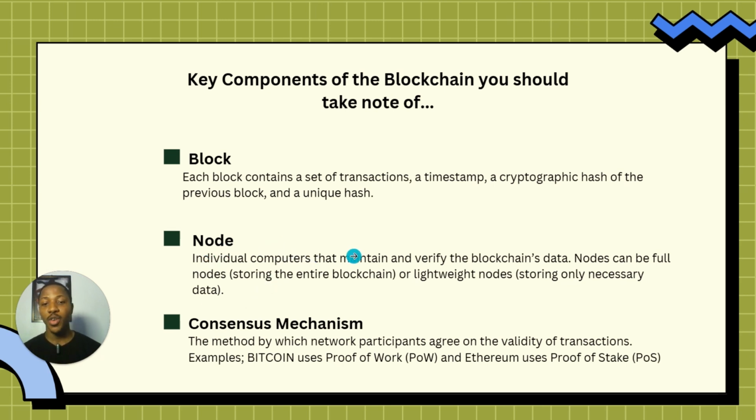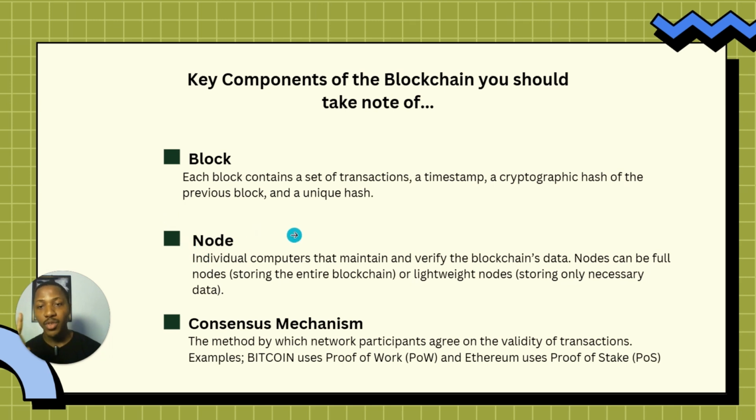Then we have the node. The nodes are individual participants that maintain and verify the blockchain data. These individuals basically verify transactions on the blockchain. We can have full nodes, mining nodes, lightweight nodes. This bootcamp is not for technical people, so let's just end it there. All those types of nodes are for technical people. But yeah, just know that nodes validate the transaction.